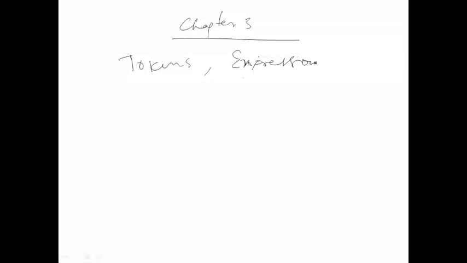Hello students, in this video we will cover chapter 3 from the book Object-Oriented Programming with C++ by E. Balagurusamy. In chapter 3 we have tokens, expressions, and control structures. So what is a token?